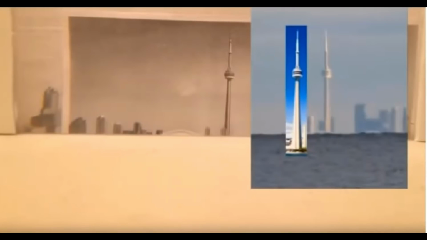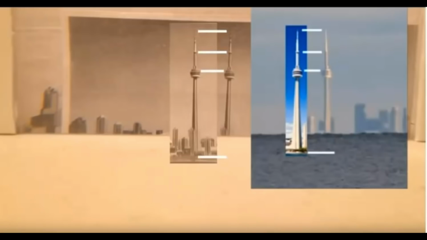Now look at that. As he gets closer, wow, what do you know? You can see more of this tower and the bottom of the buildings. And when he does his blink test, it matches up pretty much perfectly with the one you did.